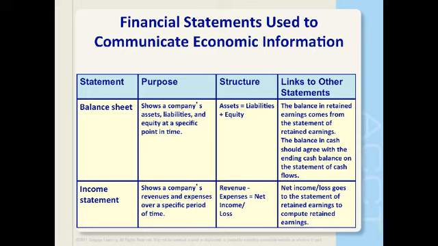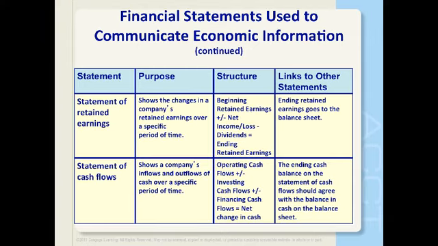The income statement shows a company's revenue and expenses over a period of time. The structure is revenue minus expenses equals net income or loss. You have a net loss when expenses exceed revenue. We have the statement of retained earnings. It shows us the changes in the company's retained earnings over a period of time. We start with beginning retained earnings plus net income or loss minus dividends equals our ending retained earnings.